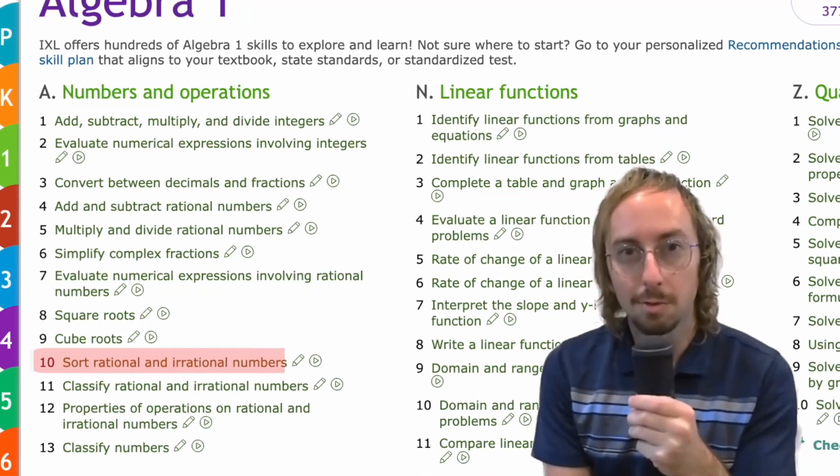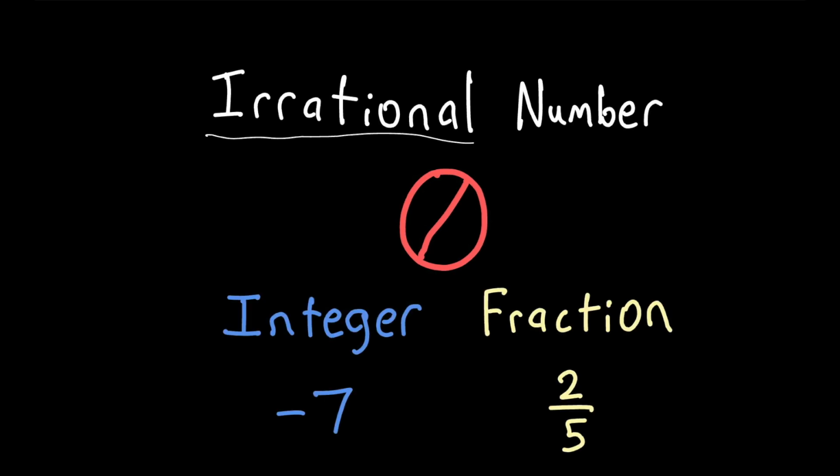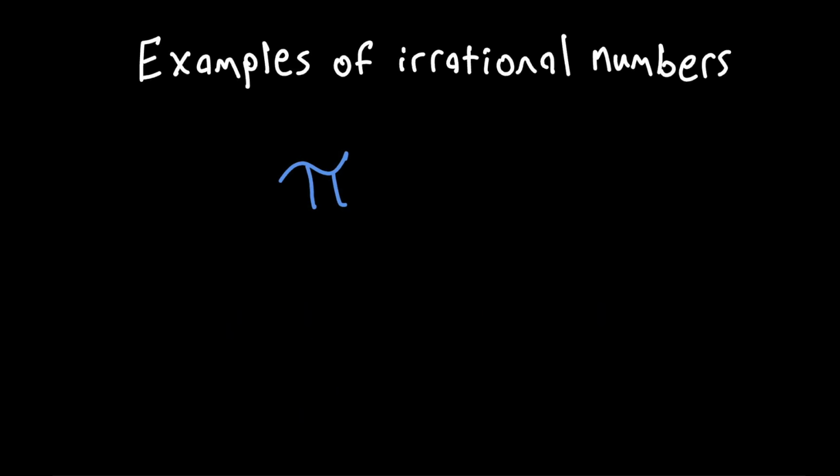Here's what you need to know before you dive into A10. An irrational number is a number that can't be represented with either an integer or a fraction. Some examples of irrational numbers include pi and square roots that are not perfect squares. Note that if your radicand is a perfect square, then the number is rational.